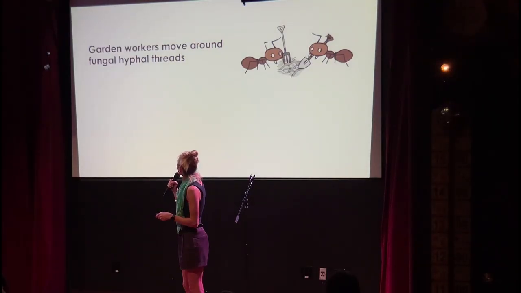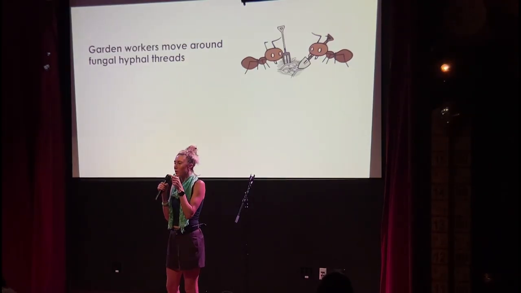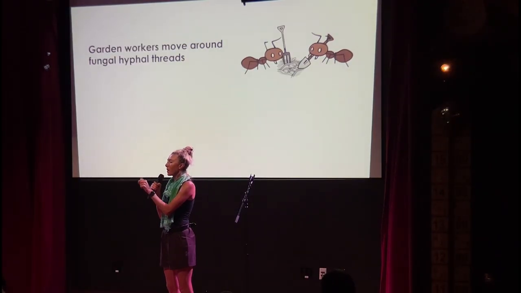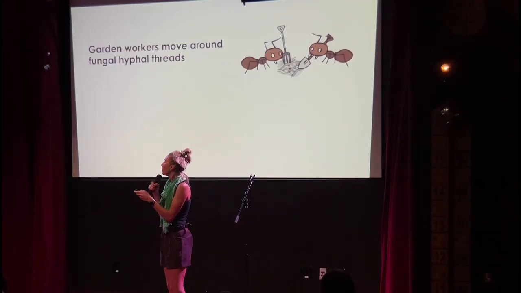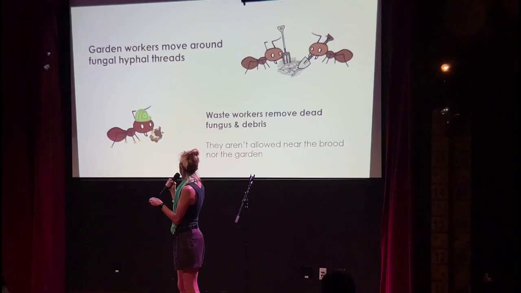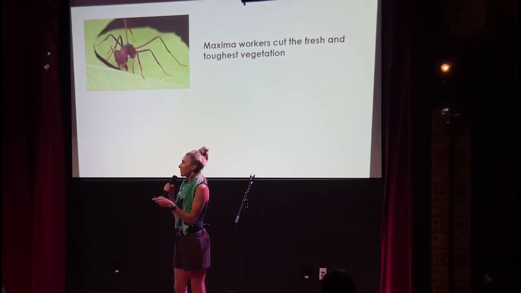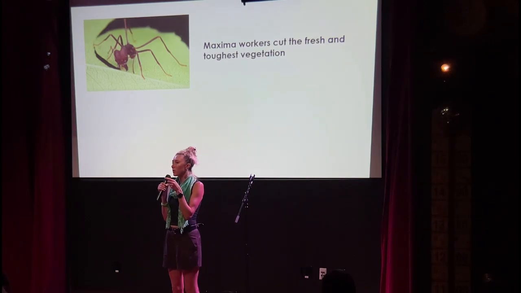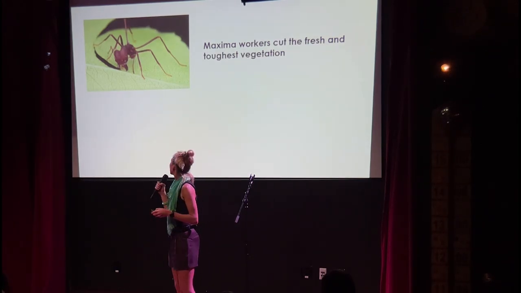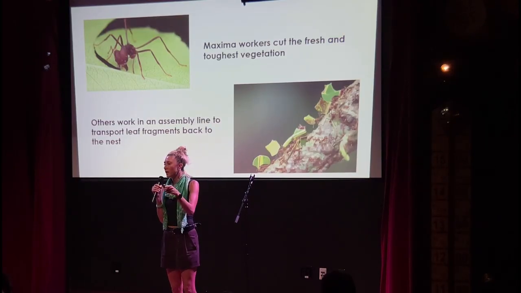And then we have some other ants. So the smallest ones, these are the garden workers. They're very, very small. And they're so small that their little mandibles perfectly can grab those individual hyphal threads and move them around the garden. And then we have these waste workers. I've already talked to you about them. So they're not allowed in the garden. And these are the ones you'll probably see the most. They're the ones cutting the leaves. So they have special mandibles that are perfect to cut through tough leaf vegetation. And then we have other ones that work in the assembly line to bring the leaves back, right? So these are all different castes of ants.